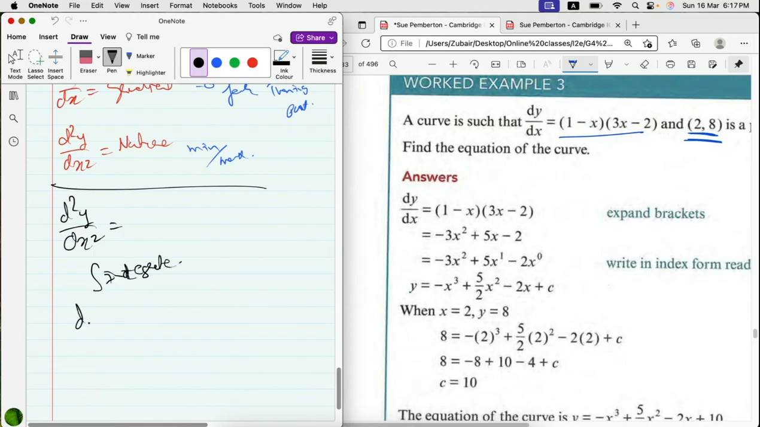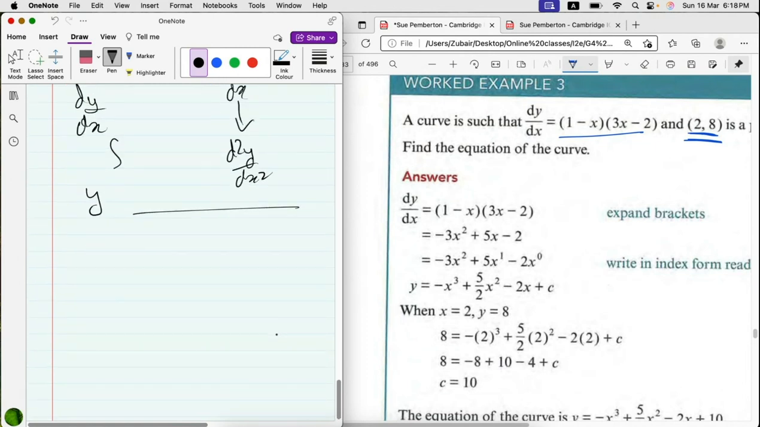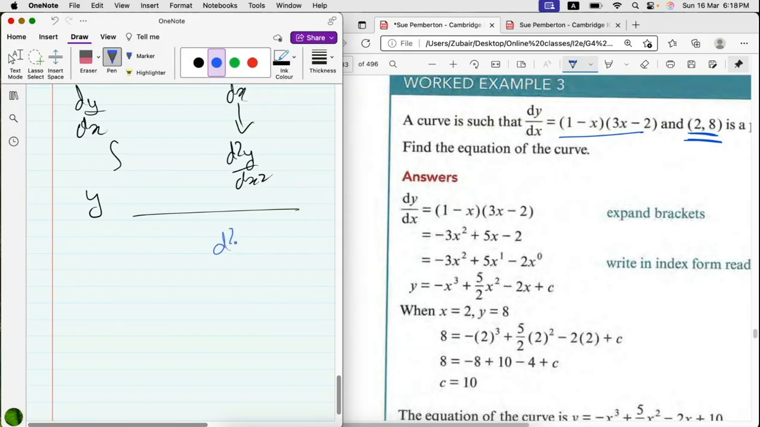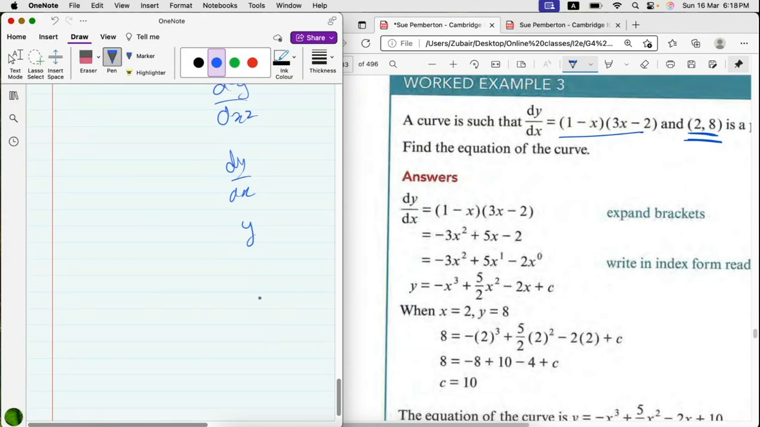You integrate it once, you will get dy by dx. You integrate that again, you will get the equation. So the equation's derivative is dy by dx. Again, the derivative is d square y over dx square. And reverse is when you have d square y over dx square, you integrate it once, you get dy by dx. You integrate it again, you get the equation. And the application, do not get confused. You'll integrate it again, you will get area.